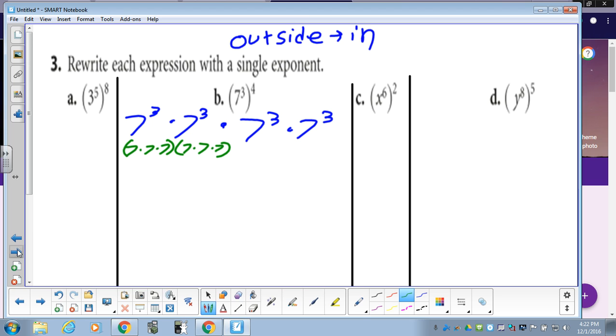Using parentheses just to keep it a little neat here. Multiplication is commutative and associative. 7 times 7 times 7, 7 times 7 times 7. Now, we want to know how many total times is 7 used as a factor. We could just count them up. 1, 2, 3, 4, 5, 6, 7, 8, 9, 10, 11, 12. It's a factor 12 times. 7 to the power of 12.